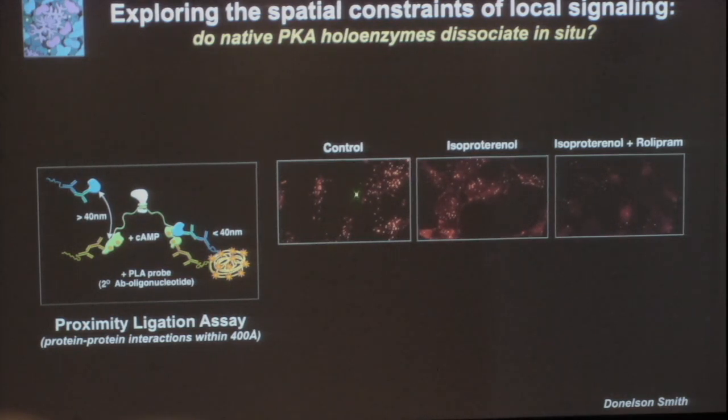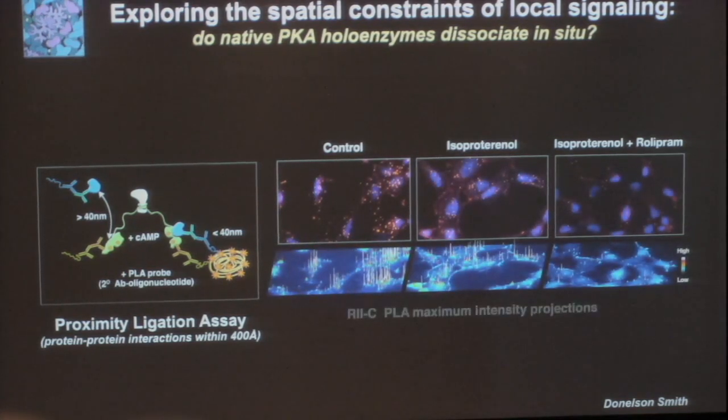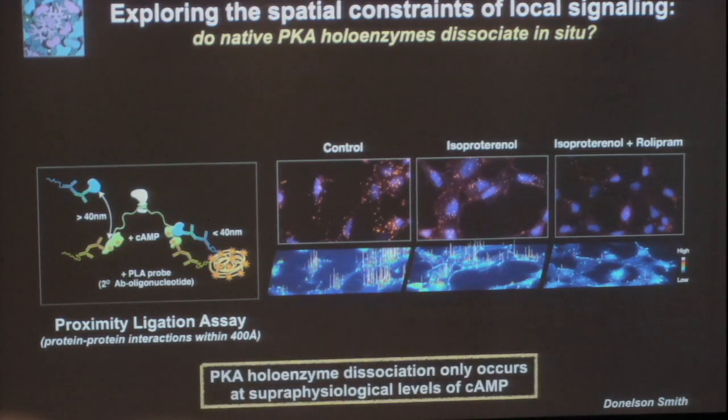So here's the control condition, stimulating with an agonist and stimulating with an agonist plus the phosphodiesterase inhibitor. And again, you can look at this as a maximum intensity projection, and you can see that you still have the complex even though you get full signaling within the cell. And it's only when you stimulate at supraphysiological levels that you lose this.